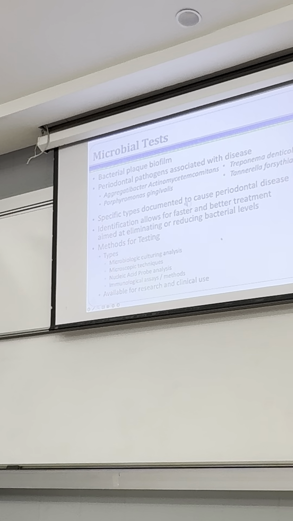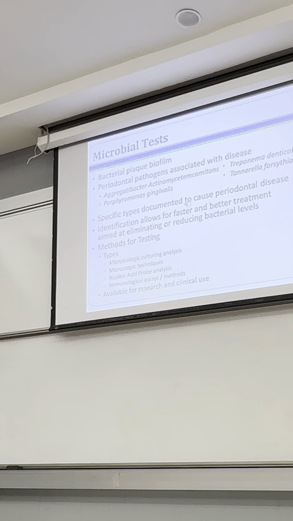All right, the second type of test, so we had gingival crevicular fluid assays. Now we're looking at microbial tests. Bacterial plaque biofilm is what's being tested. The periodontal pathogens associated with those are the ones that we just talked about, with that top one being AA. Again, we know that those specific types are documented to cause periodontal disease, so if we see those, then we know that this patient has a higher risk, of course. Identification allows for faster and better treatment. It's aimed at eliminating or reducing those bacterial levels.